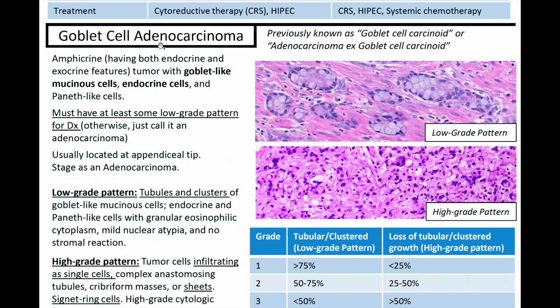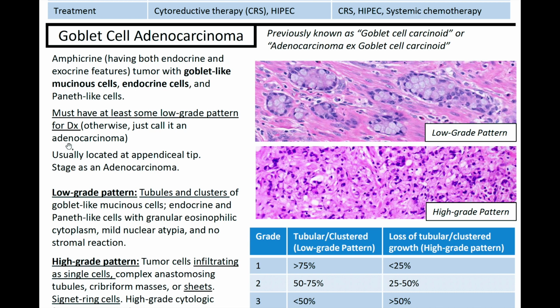And our last entity is goblet cell adenocarcinoma. So this was previously known as goblet cell carcinoid or adenocarcinoma ex goblet cell carcinoid. And histologically, it's an amphicrine tumor with goblet-like mucinous cells, endocrine cells, and Paneth-like cells. And amphicrine refers to having both endocrine and exocrine features. So you must have at least some low-grade pattern for the diagnosis, otherwise just call it an adenocarcinoma, and it's usually located at the appendiceal tip, and it's staged as an adenocarcinoma.